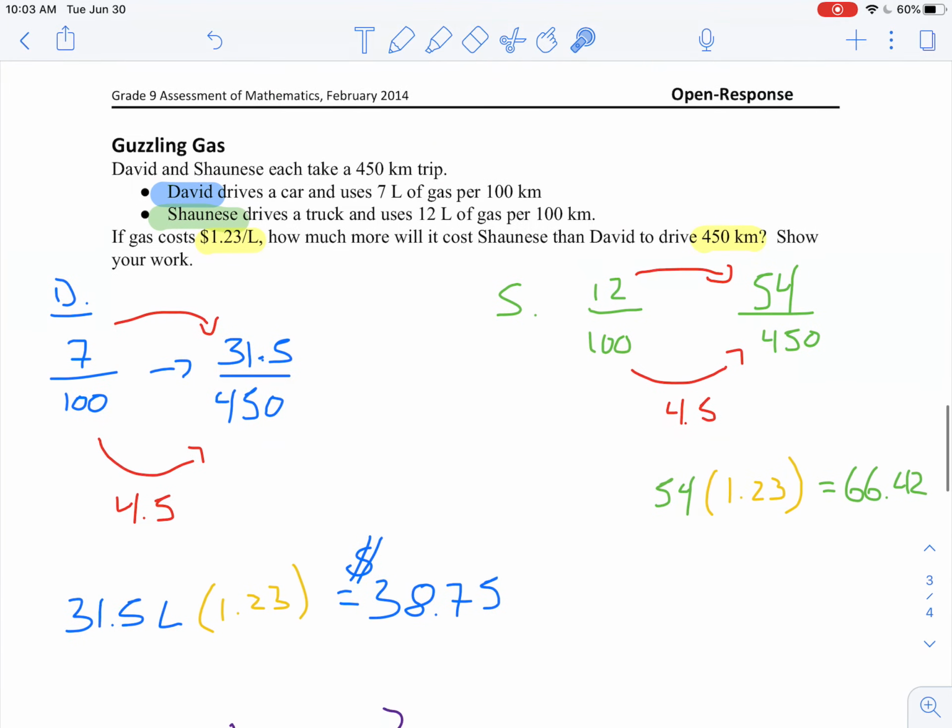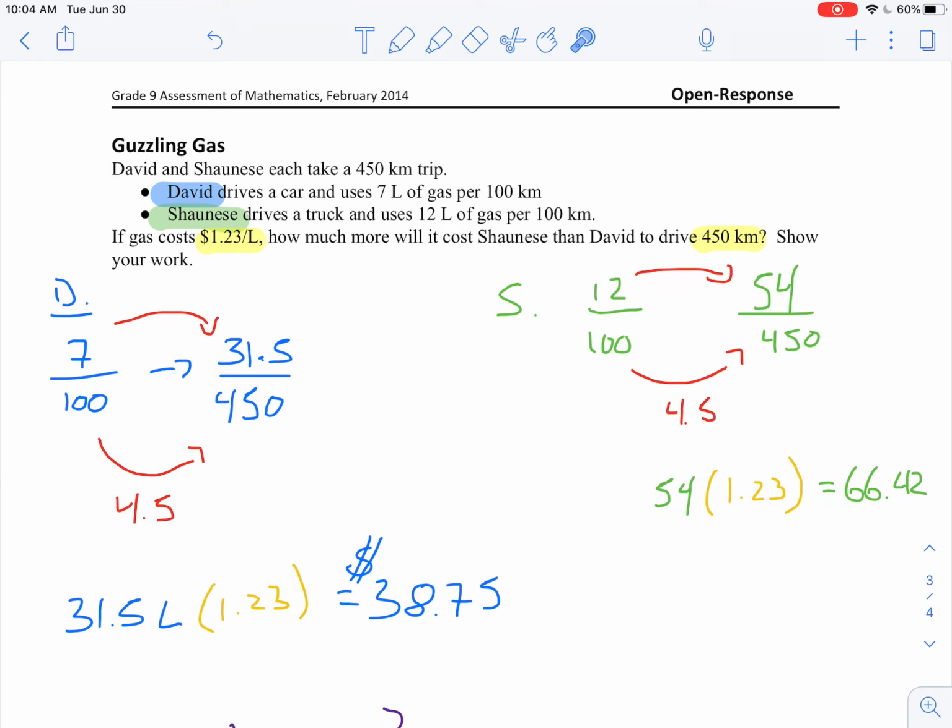Last example. David and Shawnice take a trip that is 450 kilometers long, or a 450 kilometer trip. David drives a car and uses 7 liters of gas per 100 kilometers. Shawnice drives a truck and uses 12 liters of gas per 100 kilometers. If gas costs $1.23 per liter, how much more will it cost Shawnice than David to drive 450 kilometers? And we need to show our work.